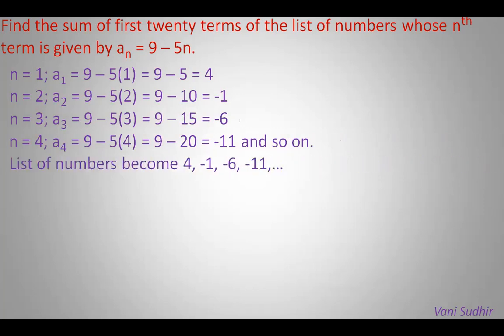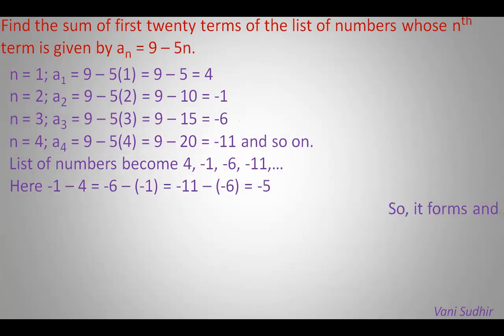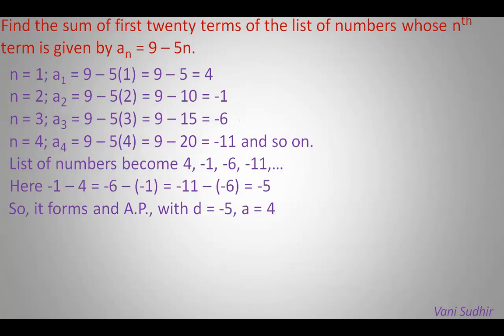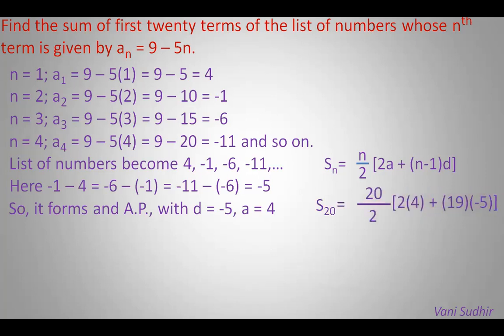See, the list of numbers we are having is 4, minus 1, minus 6 and minus 11. The difference of the second and first term, or of any two terms, is minus 5. So it forms an arithmetic progression with common difference minus 5 and first term 4. So we have to use the Sn formula. Here we have to find the sum of 20 terms only, so n value is 20. A is the first term 4 and the common difference is minus 5. We have to substitute that.